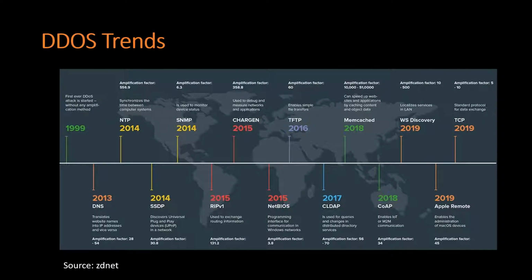In this slide, you can see the different DDoS trends. This is taken from ZDNet. Here you can see what kind of different attacks started in what year, and on top of every attack you can see the amplification factor mentioned. The maximum you can see is in the year 2018, the memcached attack, where the amplification factor is 10,000 to 5.1 million. It's huge. So even with a smaller set of servers, the attacker was able to initiate a huge DDoS attack. To provide protection from such DDoS attacks, AWS has a product called Shield, which comes in two flavors.